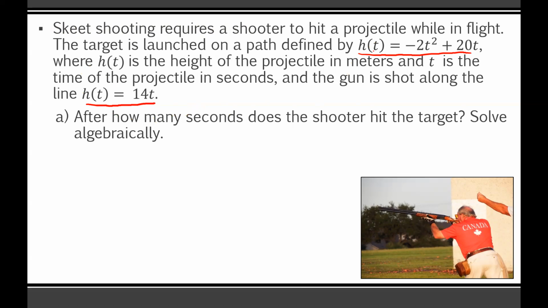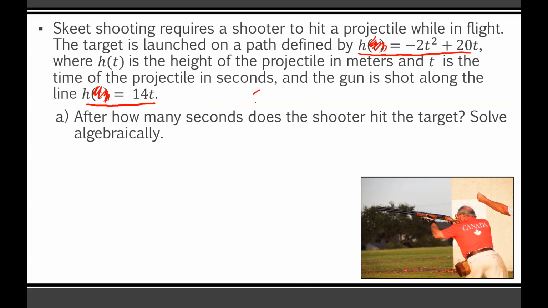Don't worry about the fact that this is a function, h of t. If it makes you a little bit more comfortable, just call it h, right? Height equals -2t squared plus 20t, and height equals 14t. Maybe that makes things a little easier for you. Certainly makes things easier for me.